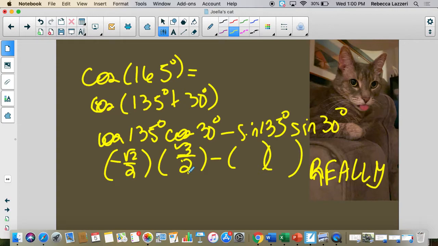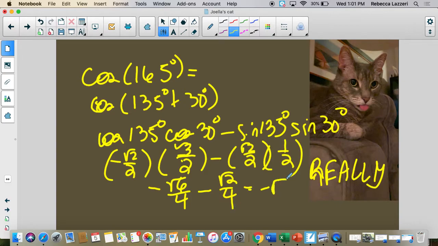Sine of 135 in the second quadrant is positive root 2 over 2, and sine of 30 is 1/2. I was skating through this really fast when Brent was asking a question last class. This is negative square root of 6 over 4 minus square root of 2 over 4. And then you just write negative square root of 6 minus square root of 2 over 4. You cannot say the square root of 9 minus the square root of 4 is the square root of 5.